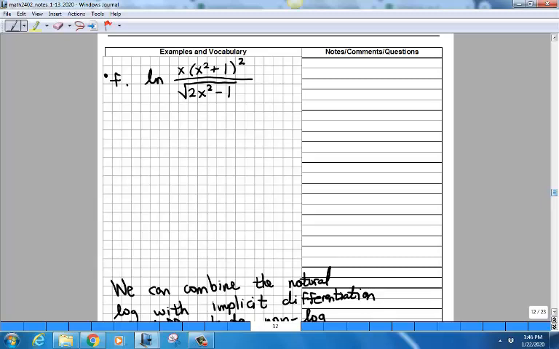What we did was do 2 things there. First, we broke up the fraction as a difference. Then we broke up the top as a product. But now this 2 you can bring down. It wouldn't go here. It would go here, because this is not squared, but this is squared, right? So the 2 will go down here. 2 times ln of x squared plus 1. Now you have to differentiate.